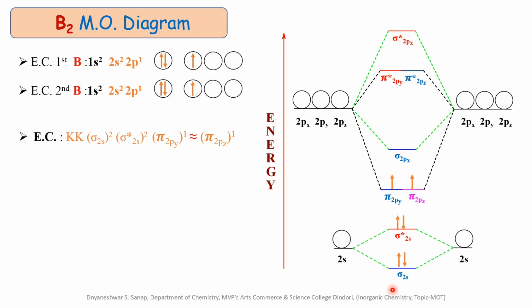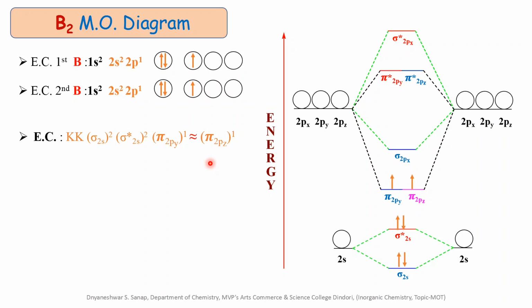After that we have to write the molecular orbitals in increasing order with the number of electrons present in each in parentheses, like this: KK sigma 2s 2, sigma star 2s 2, pi 2py 1, degenerate with pi 2pz 1. This electronic configuration is in the increasing order of molecular orbitals.